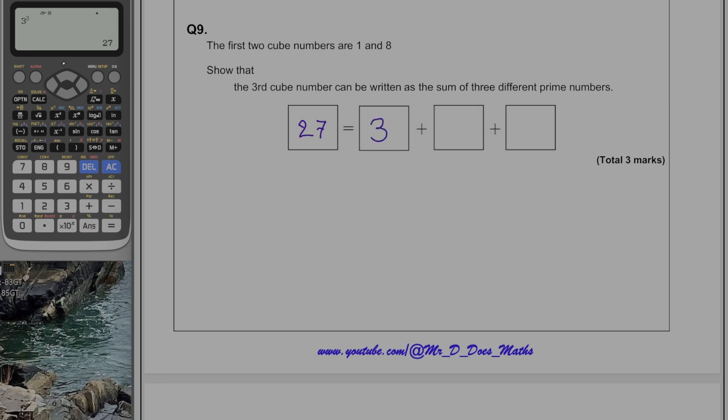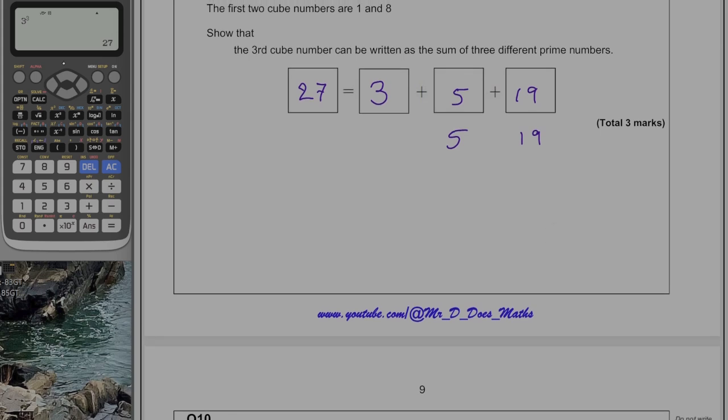So let's start by assuming 3 will be our next one. If we think about 3, the next prime number would be 5. So 3 plus 5 is 8, so we'd still need to add on 19, so that would work. It's not going to be the only one. Let's imagine it's not 5, let's see about 7. That would leave us with 17, so that would work as well.